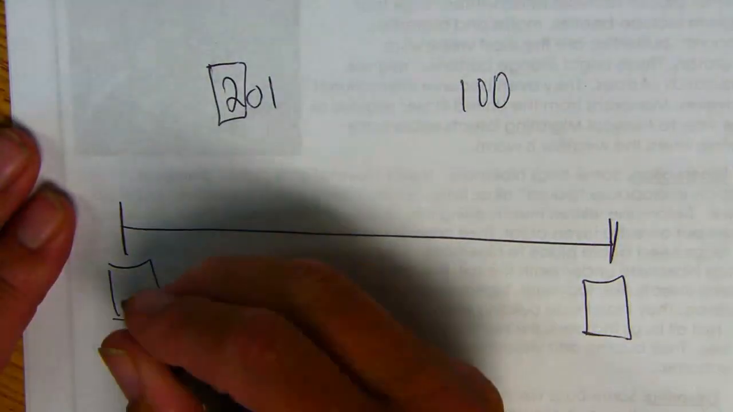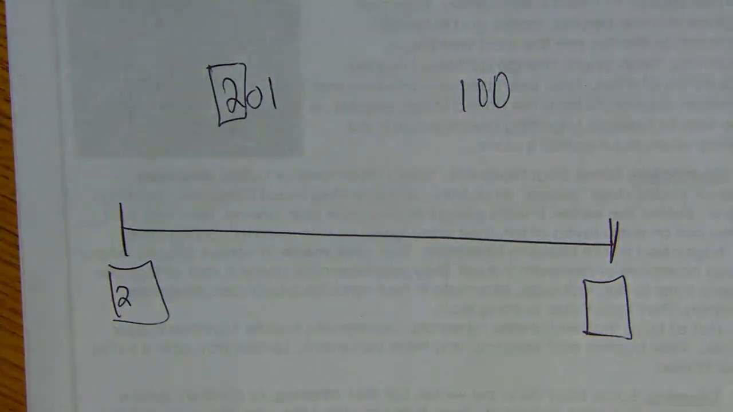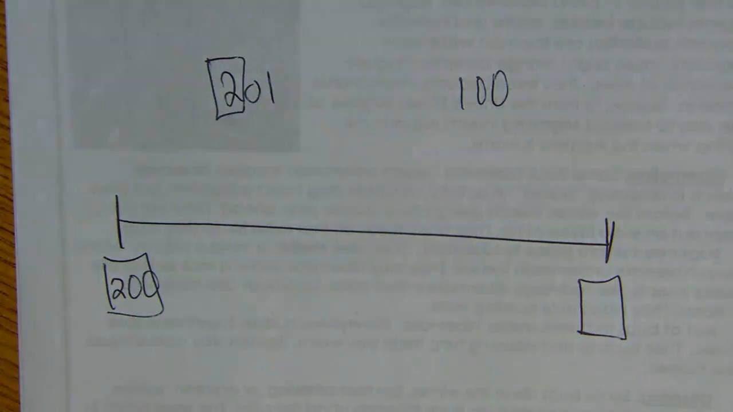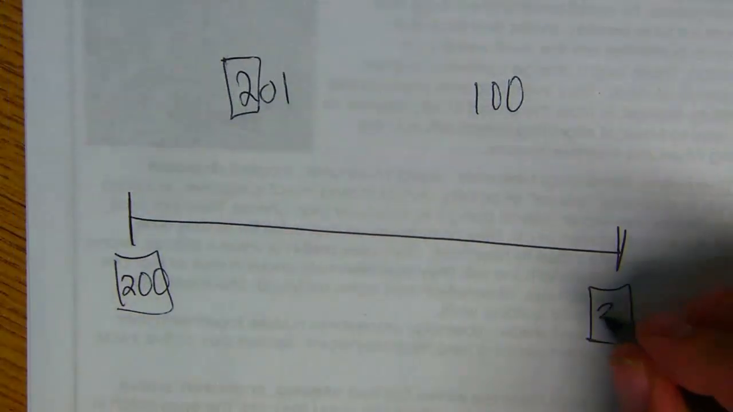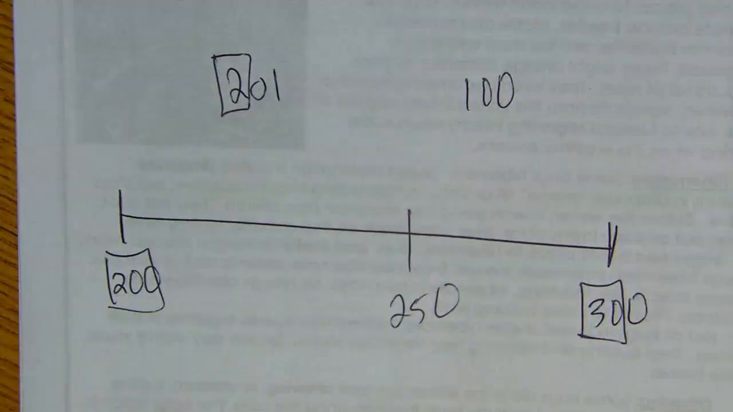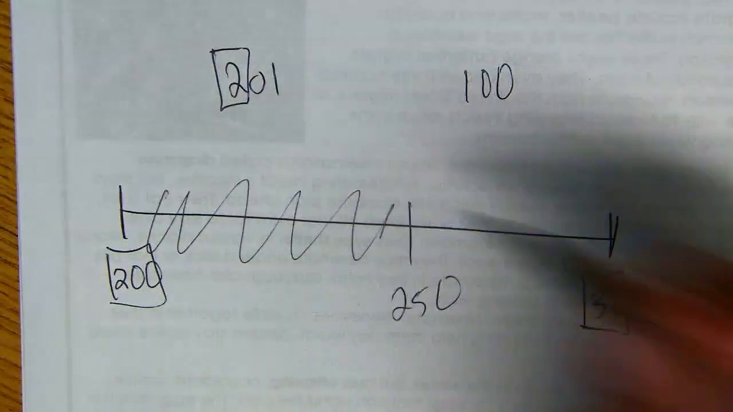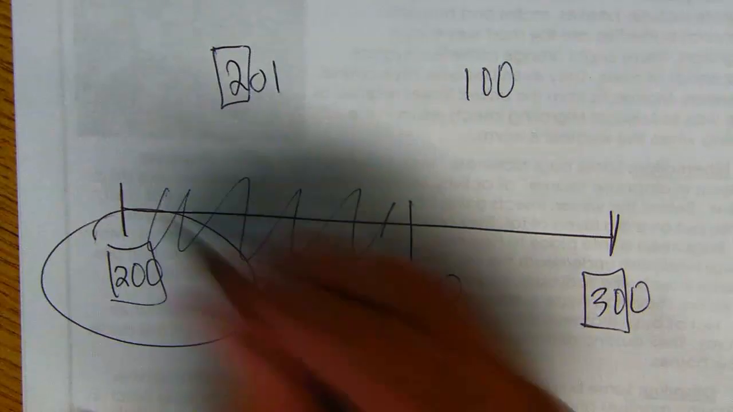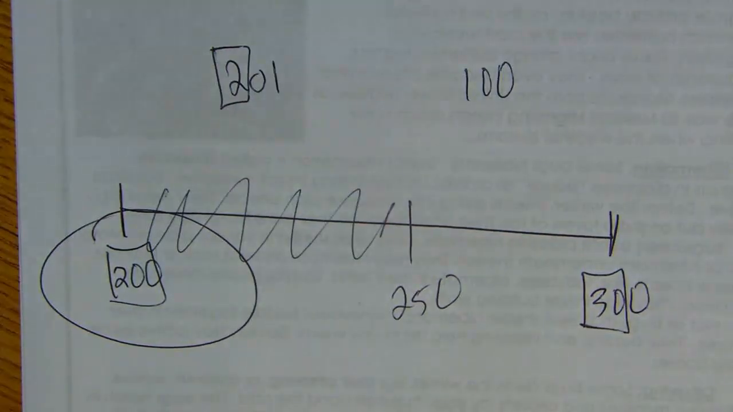This tells you your first number. The rest become zeros. The difference between these two has to be 100. You know 250 is in the middle. 201 is in here somewhere. Final answer, 2 hundred.